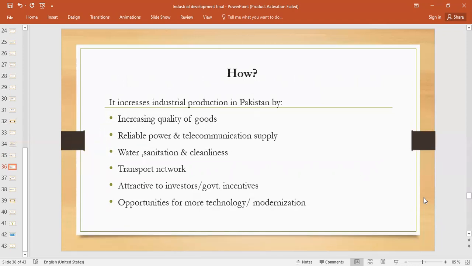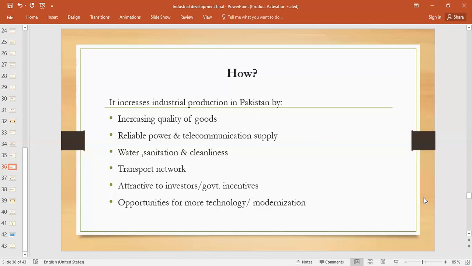First, the government provides infrastructural facilities, right? So the private sector is also encouraged to establish industrial estates, because various incentives, such as exemption from customs duties on imported machinery, are given by the government to these industrialists many a time in Pakistan, right? How does it work? It will increase industrial production in Pakistan by increasing the quality of goods, by reliable power and telecommunication supply, by improved water, sanitation and cleanliness, a proper transport network, and being attractive to investors.